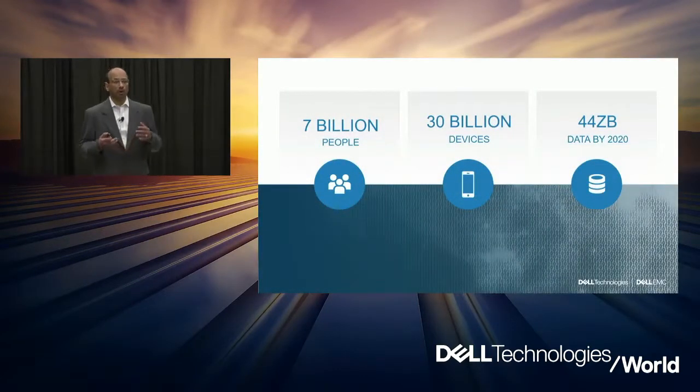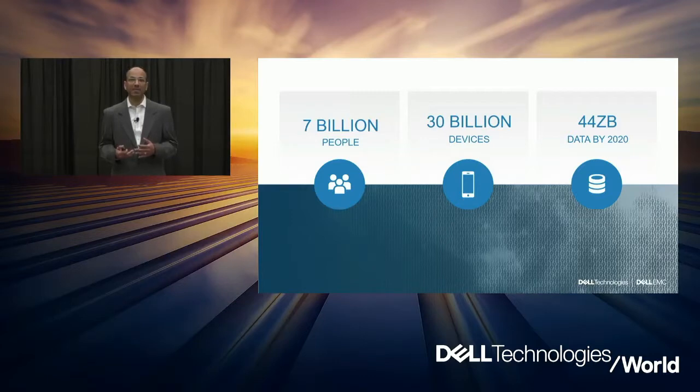Now, the entire globe is being affected by the rapid pace of digital transformation. IDC estimates by 2020 there will be 7 billion people with 30 billion devices creating more than 44 zettabytes of data. That's massive scale. How does IT keep up? How do you deliver virtual desktops as part of your all-inclusive end-user computing strategy to your end users?